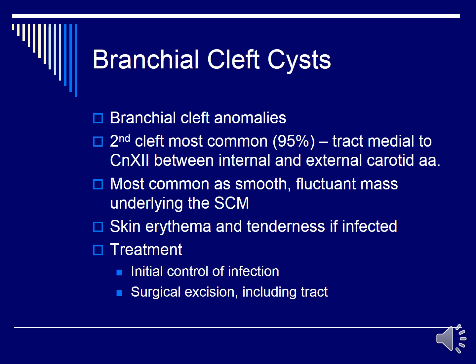Branchial cyst or cleft. This is a congenital remnant of the second branchial cleft, and it usually takes the form of a tract medial to the hypoglossal nerve, between the internal and external carotid artery, passing through the bifurcation. It most commonly presents as a smooth fluctuant mass underlying the sternocleidomastoid, in the lateral group, a smooth fluctuant mass.